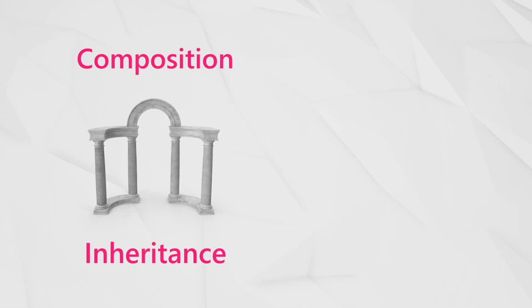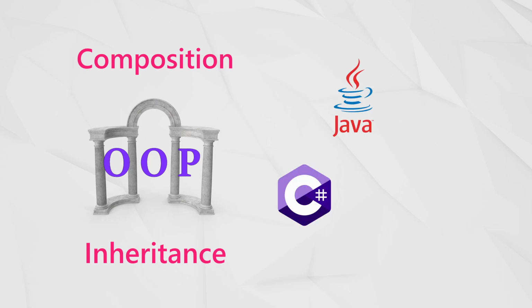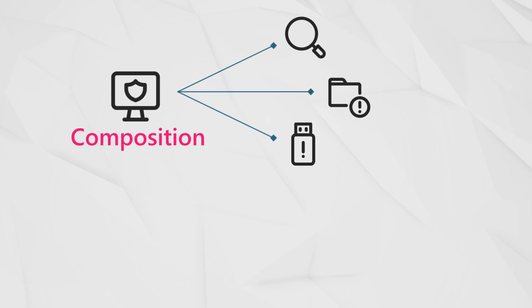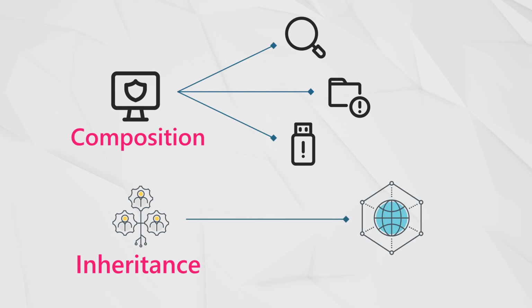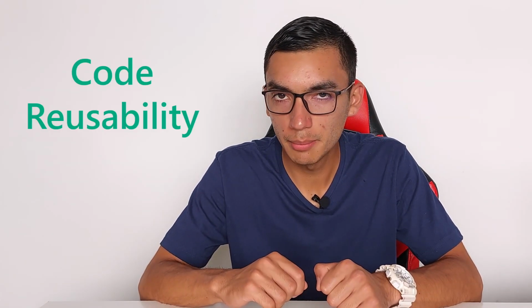Composition and inheritance are two important concepts in object-oriented programming applicable in languages such as Java, C#, and Python. Composition allows creating complex objects by combining existing classes, while inheritance allows a new class to inherit all the properties and methods of an existing one.